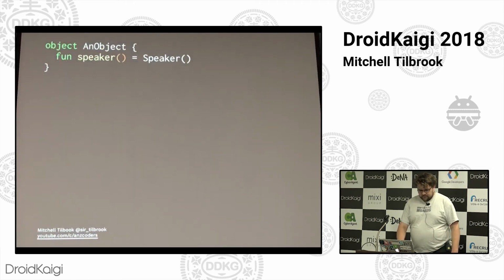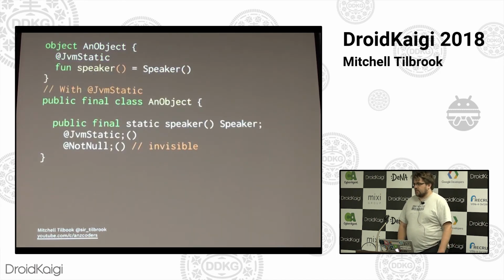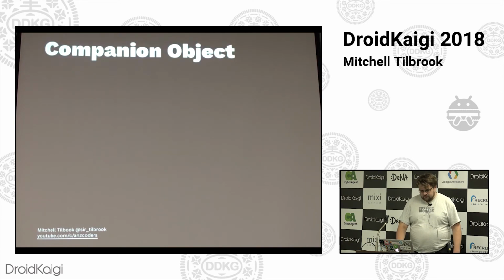Functions will just be attached to the instance rather than being static. If you do want your functions to be static, you can use the @JvmStatic annotation, and that will give us a static variant of the function. So instead of having to get the instance first and then just do a virtual invoke, it will just do a static invoke instead.